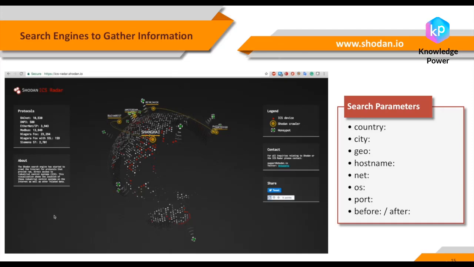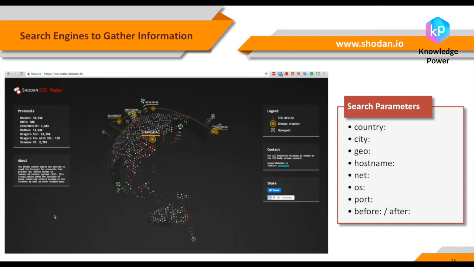You can use the search parameters displayed in the slide. Country. Use the country code you want to look for. For example, use GB for Great Britain, US for United States, etc. City. Filters the results according to the specified city. Geo searches in a given location. Hostname filters the results according to the host or domain name given. Net searches in given IP or subnet range.